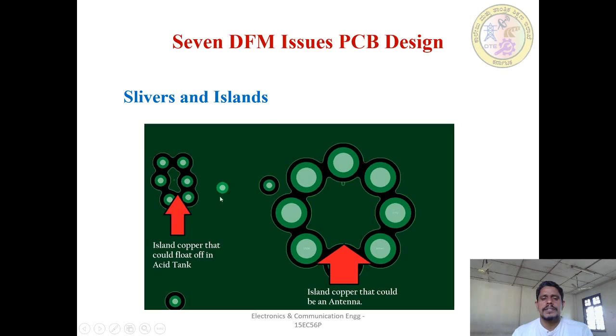Slivers and islands. This is called slivers or islands. This is not allowed. When pressing a multi-layer PCB, the air will be moved in between the 2 layers. When the air moves in between the 2 layers, this portion will fly off somewhere. That's why it makes a short circuit in your PCB.